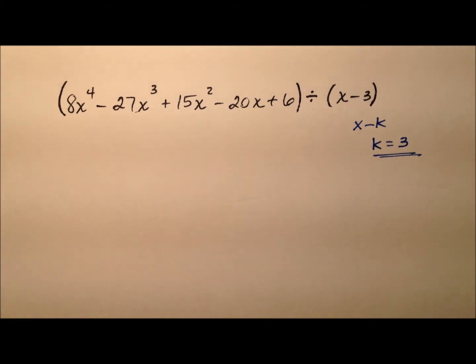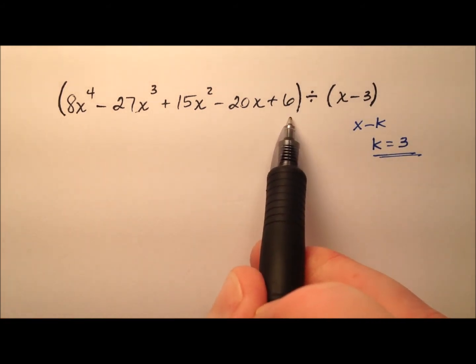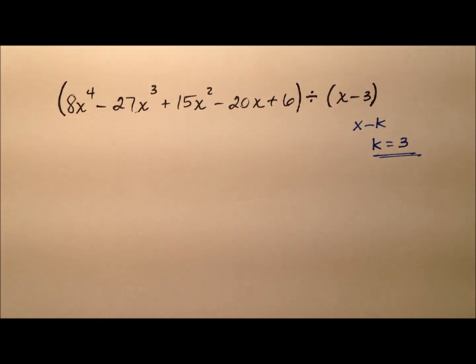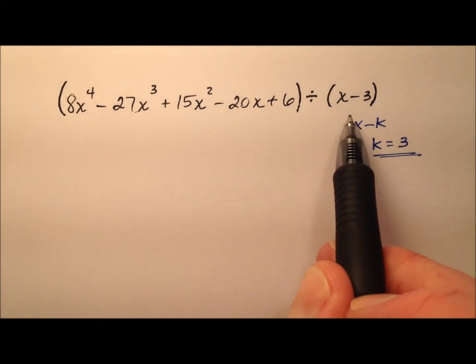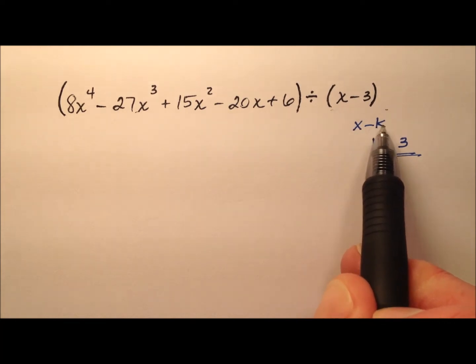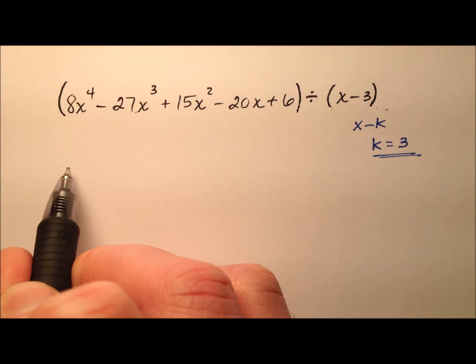The way we're going to use this is we're going to focus solely on the coefficients of this polynomial. We're going to break it down, do the work on it, and then at the end build it back up again. So we're dividing by this linear binomial, and again, x minus k is the form that traditionally this needs to be in, and in this case our k is 3.